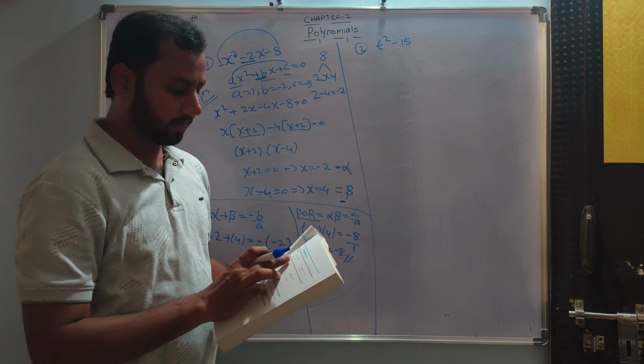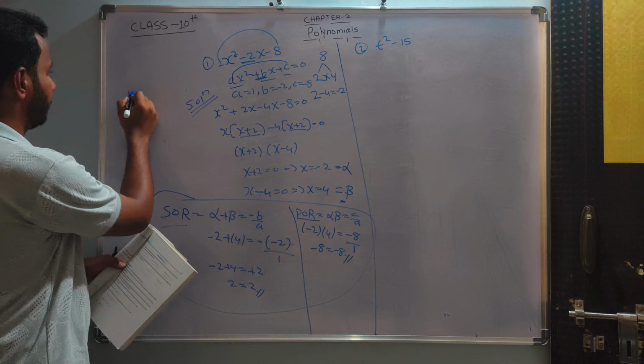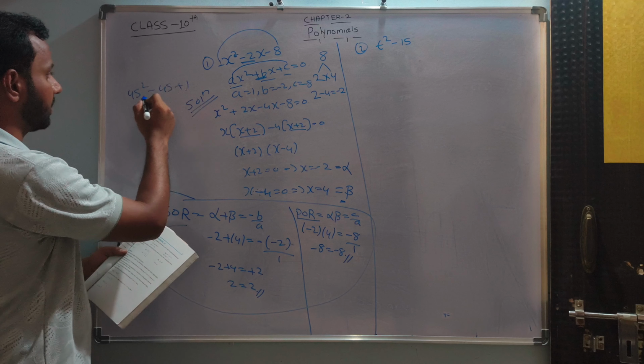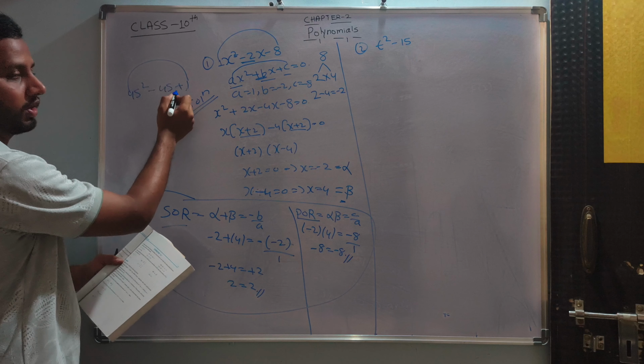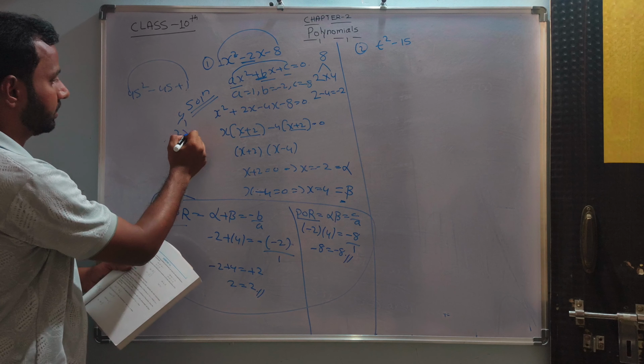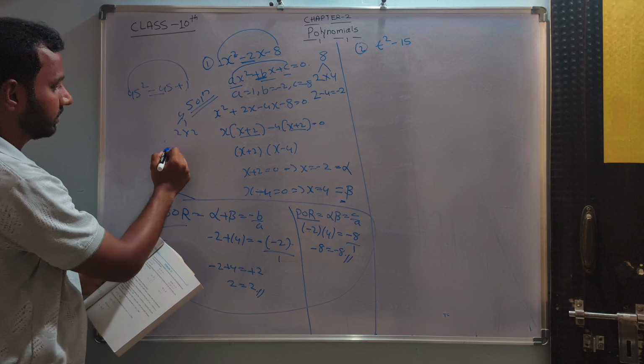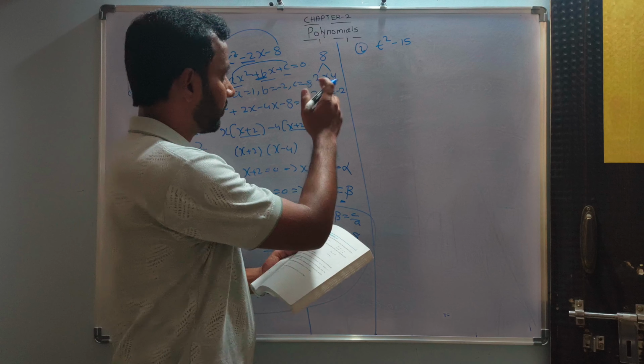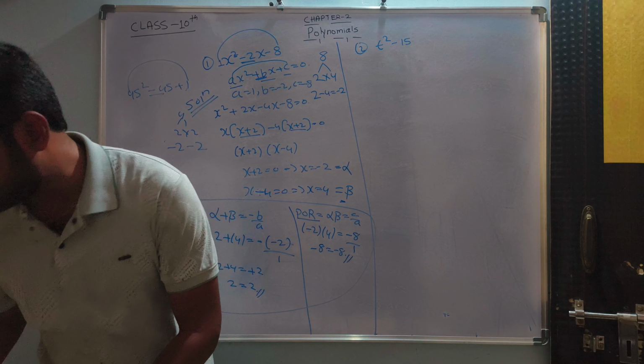All other questions will be the same. If you are getting 4s square minus 4s plus 1, then here also you need to multiply 4 into 1, which is 4. 4 can be written as 2 into 2. I need minus 4, so minus 2, minus 2. These are the questions. Now the next type of question is t square minus 15.